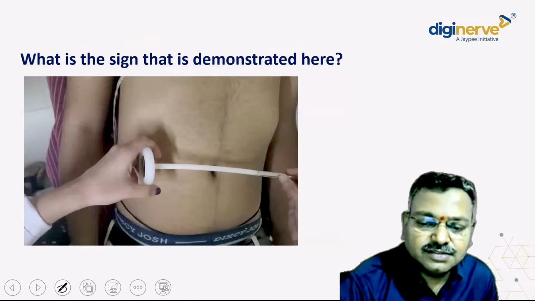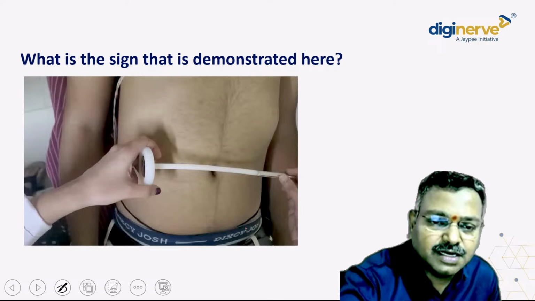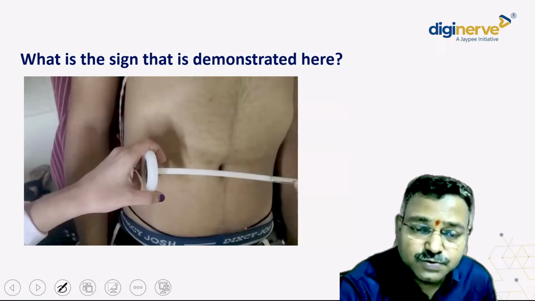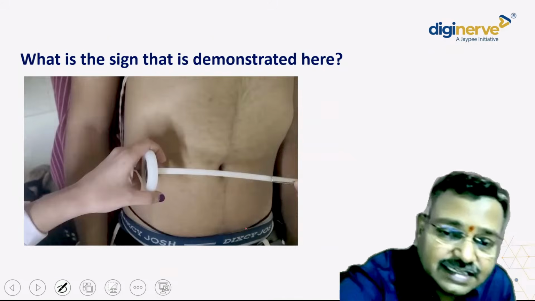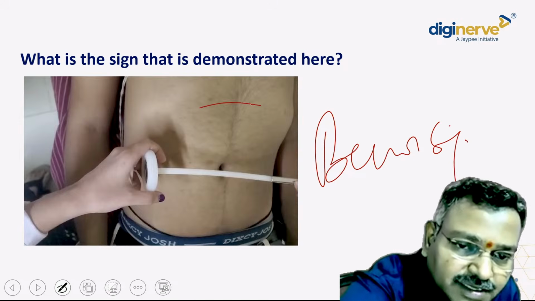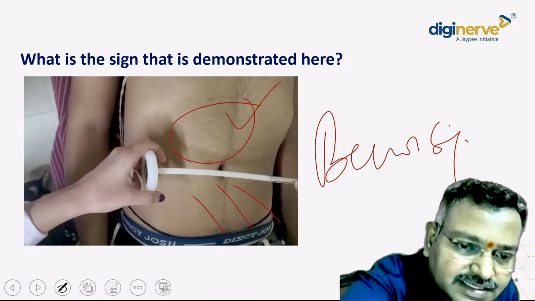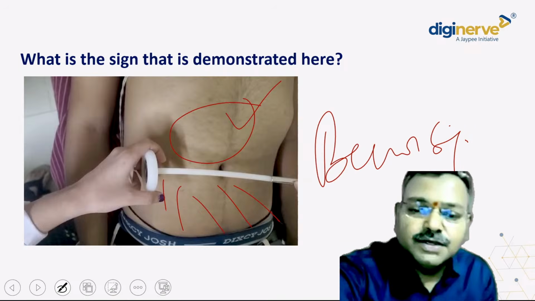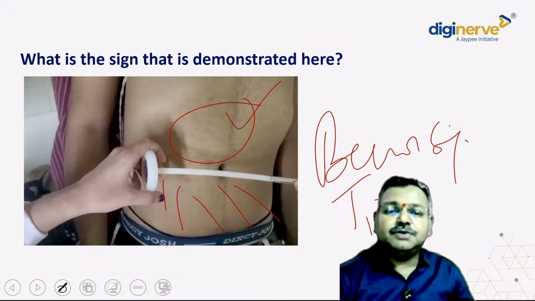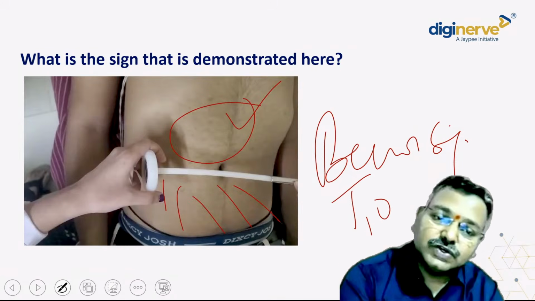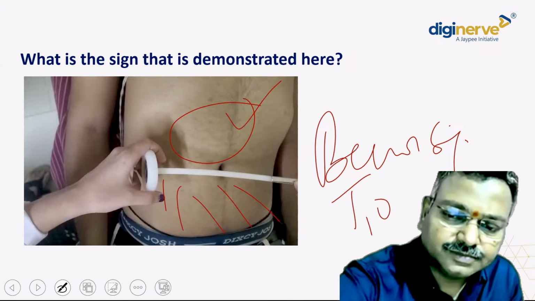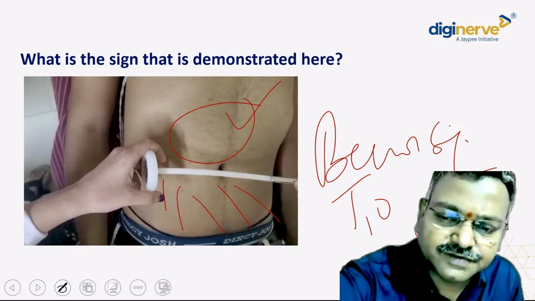So here you can see that you're keeping a mark at the umbilicus and asking the patient to raise his neck. You can see that the umbilicus moves upwards. So this is a classical sign called the Beevor sign. That means upper abdominal muscles are normal, lower abdominal muscles are weak, so the umbilicus moves up. It localizes the lesion to T10. So spinal cord disease at T10 produces this classical Beevor sign. This is something that you have to remember. You can also get Beevor sign in facioscapulohumeral dystrophy.